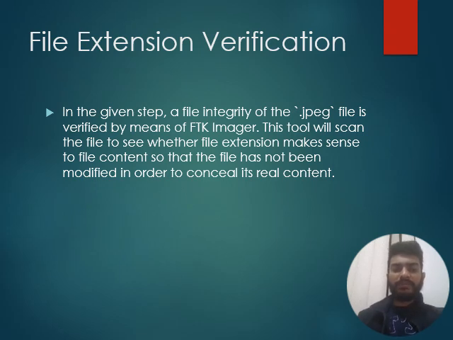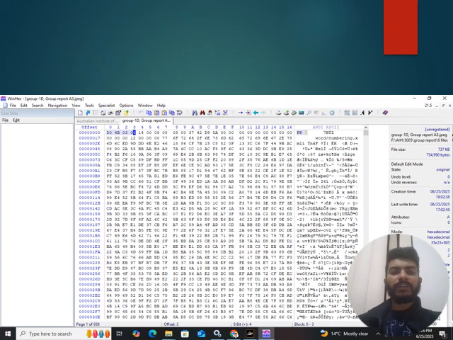By checking the file signature against its extension, we can detect any mismatch and ensure the file hasn't been altered to hide the real content. This step is a critical part of digital forensics, helping us maintain the accuracy and reliability of our evidence. Moving to the next slide.